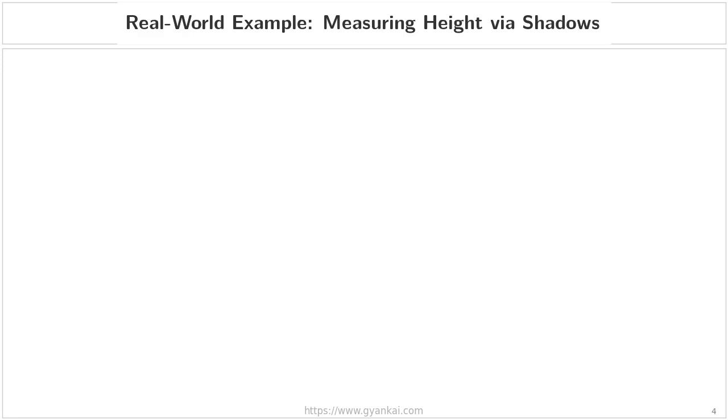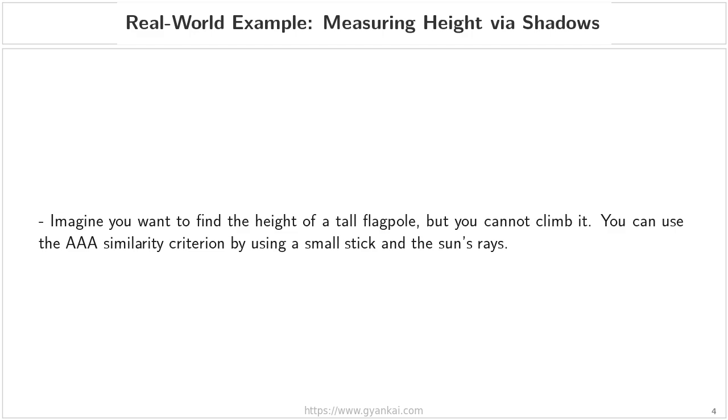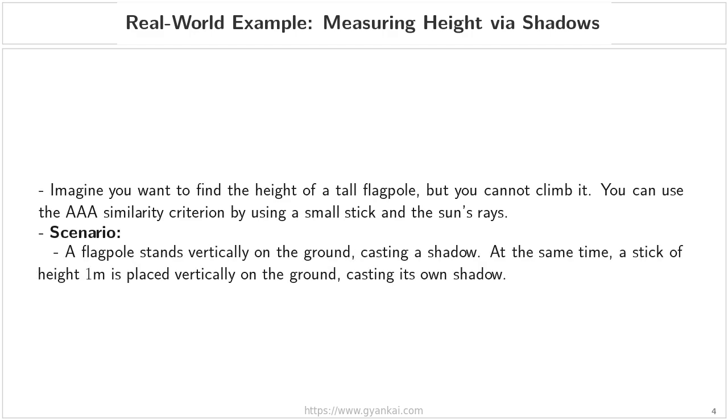Real-world example, measuring height via shadows. Now that we have understood the theoretical foundation of Theorem 6.3, let's see how this actually works in a real-world situation. This is where the AAA criterion becomes a truly powerful tool. Imagine you are standing in front of a massive flagpole. You want to know exactly how tall it is, but obviously, you can't climb to the top with a measuring tape. However, you can use a simple trick involving a small stick and the sun's rays to find the answer. Let's look at our scenario. We have a flagpole standing vertically on the ground, casting a shadow.